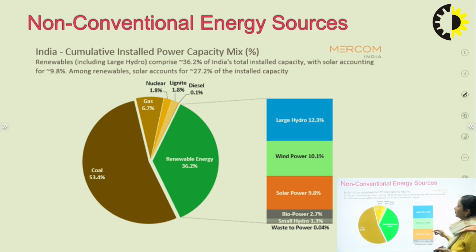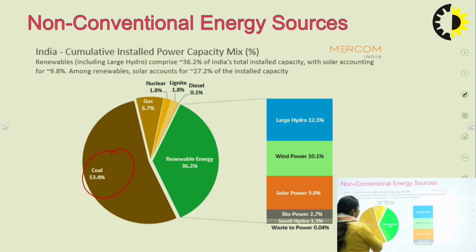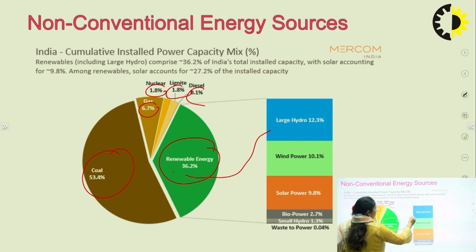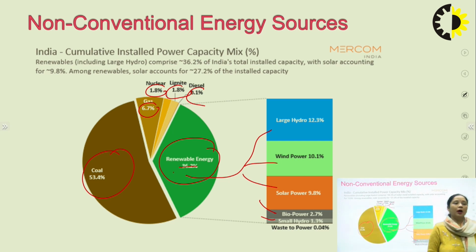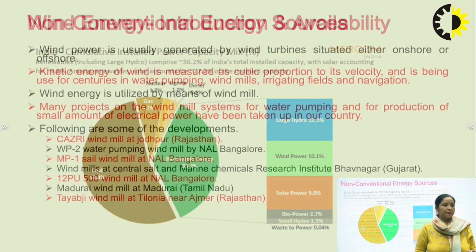As I told you, non-conventional, you can see that around 53.4% coal is being used to create energy. 6.7% we are using gas. Nuclear is 1.8. Diesel and lignite is 1.8 and 0.196. And the renewable source, right now we are very good at this, which includes hydro, wind and solar, bio and small. This is 36.2. But still we are dependent upon conventional sources of energy.